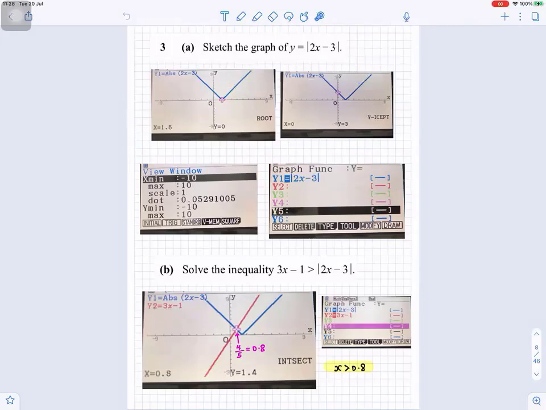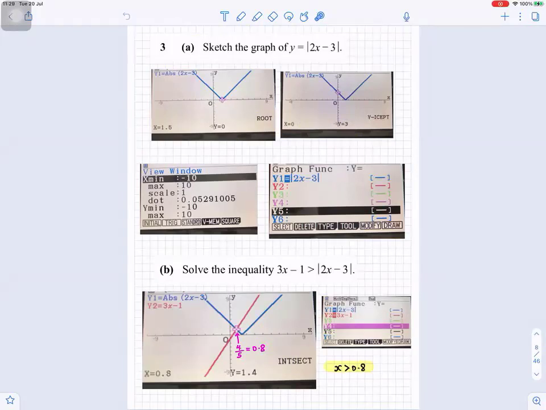And to find where it crosses, G-Solve, you find that point there, the minimum point. And G-Solve on the graphics calculator, you find where it crosses the y-axis. x is 0, y is 3.